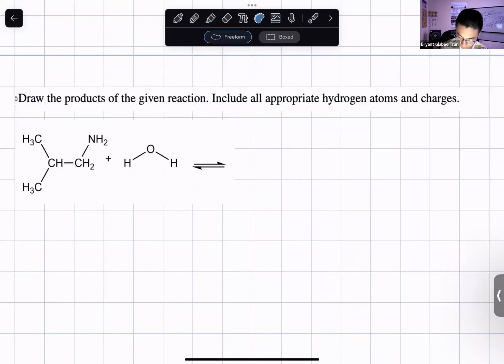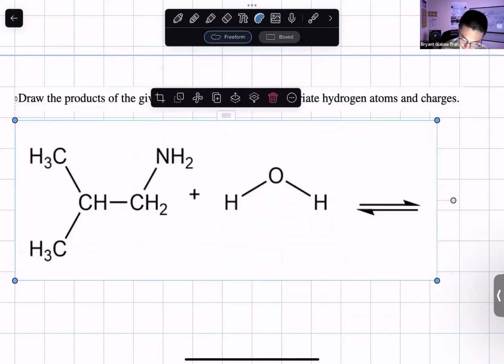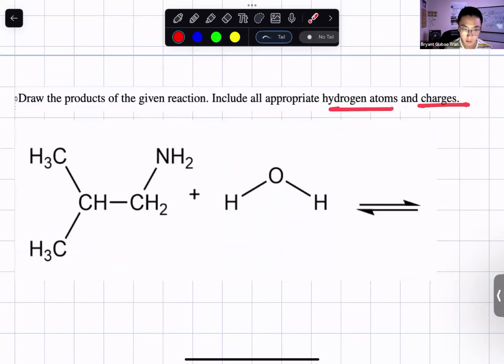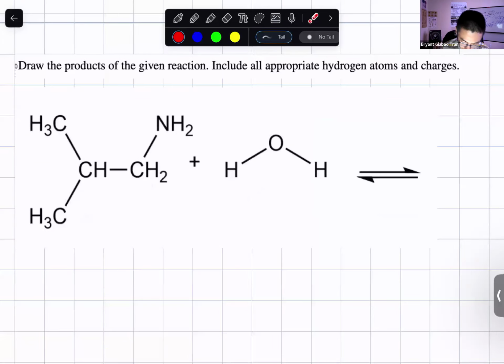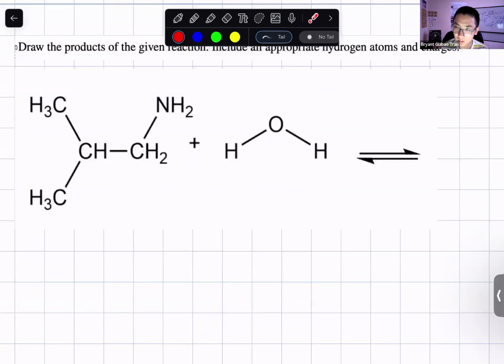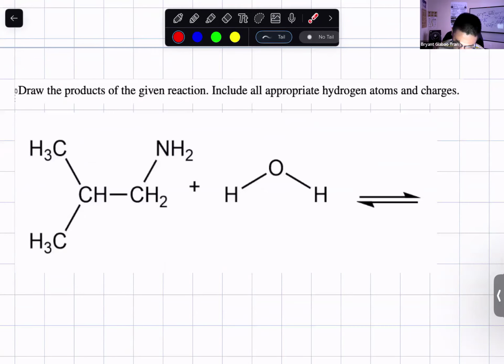Draw the products of the given reaction, include all appropriate hydrogen atoms and charges. So, hello, Elysia. This problem here is asking you to draw out the product here. If you see this nitrogen atom and oxygen atom right here, those are hetero atoms, right? And do you know what hetero atoms are?